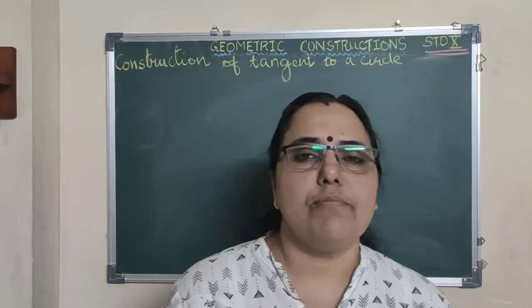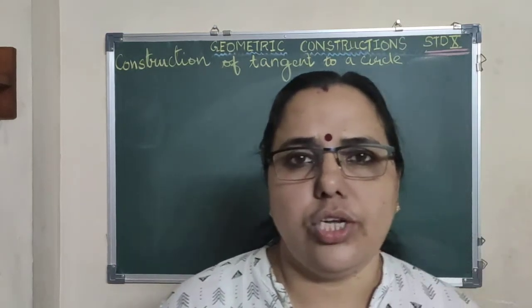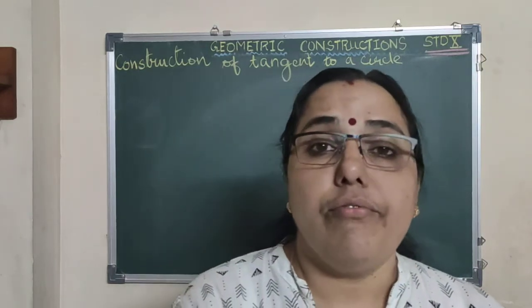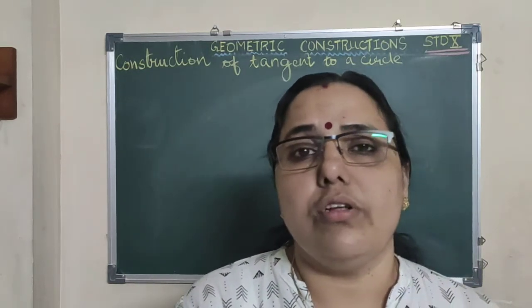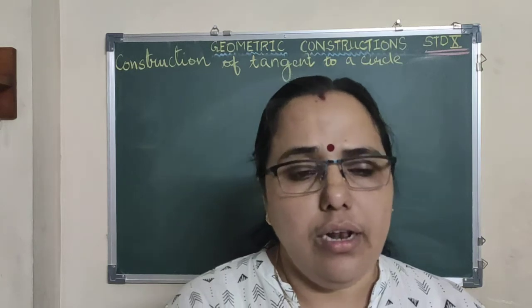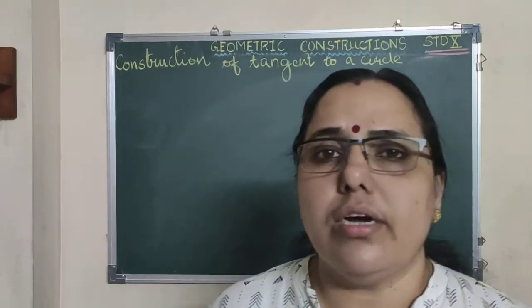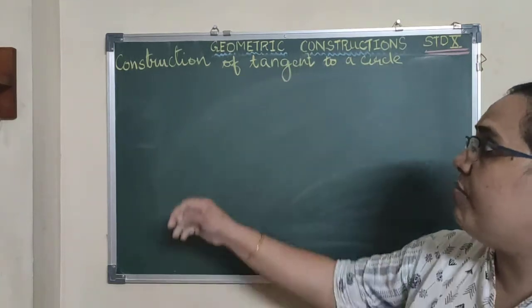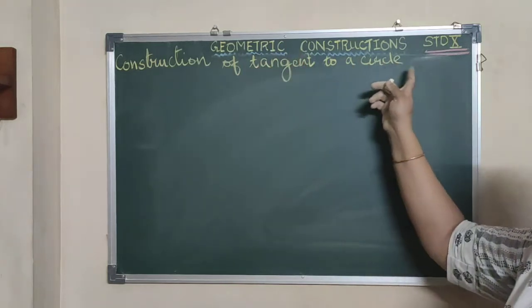We go for the next part of the construction in the chapter geometry construction. We are finished with the triangle. Now we go to the topic of circle, and when it comes to circle, the construction is mainly of construction of tangent to a circle.